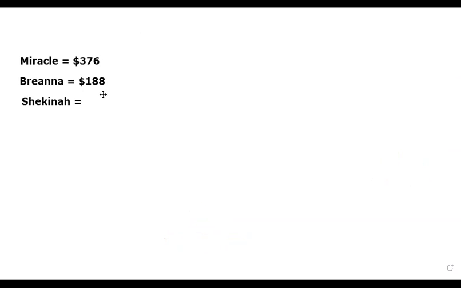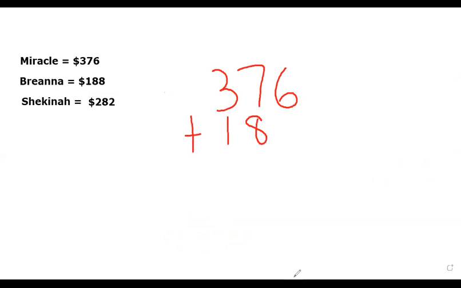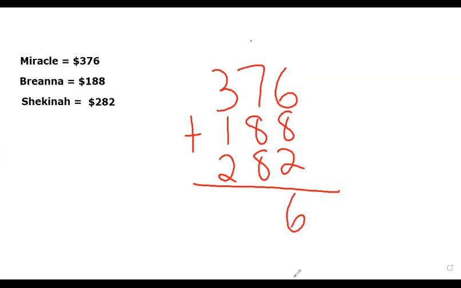Okay, it's all clear. Let's go ahead and get Shekinah on the board. Shekinah, right there. It's 8. There we go. So let's add these up. Okay, 376 plus 188 plus 282. Looks familiar, right? 8 plus 2 is 10, 6 is 16, 3 8s is 24. Okay, 4 plus 4 is 8. So we are back to our original.